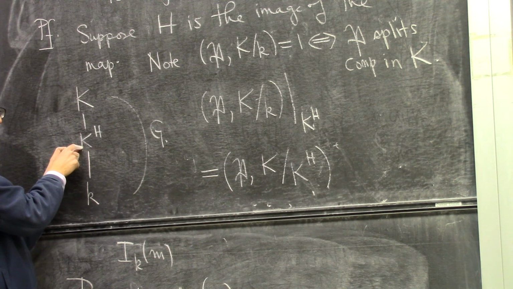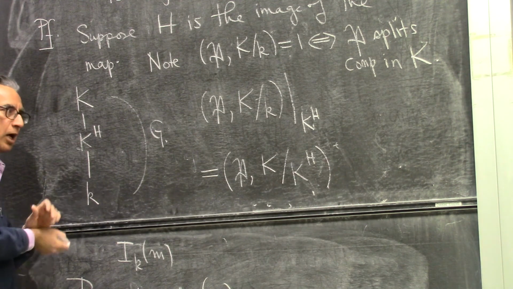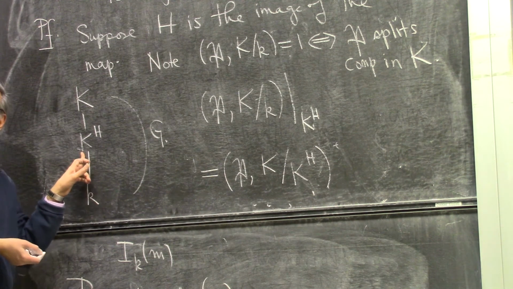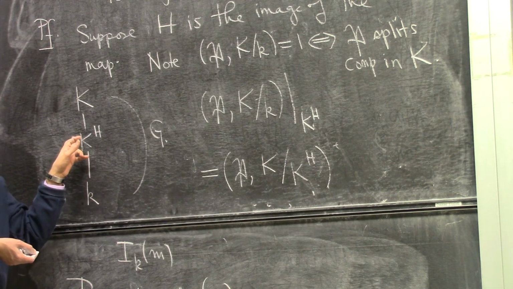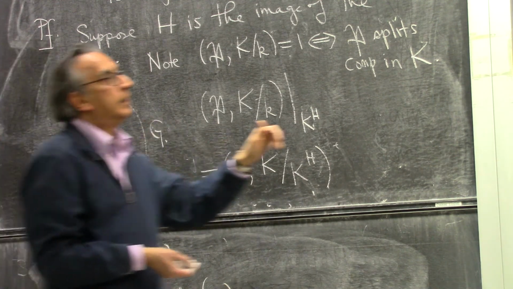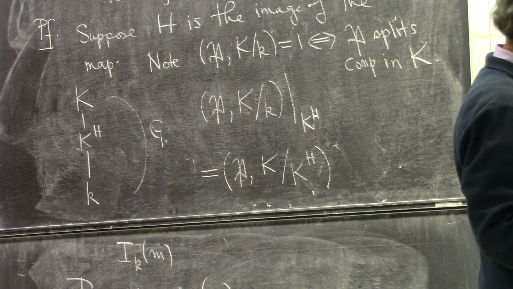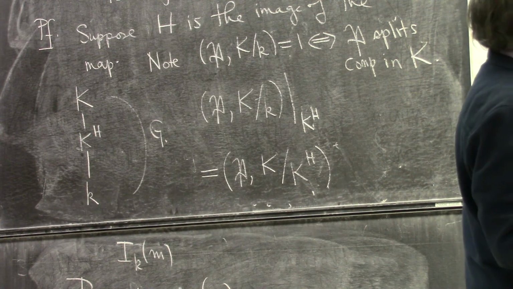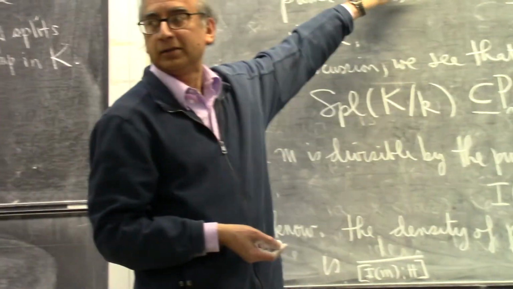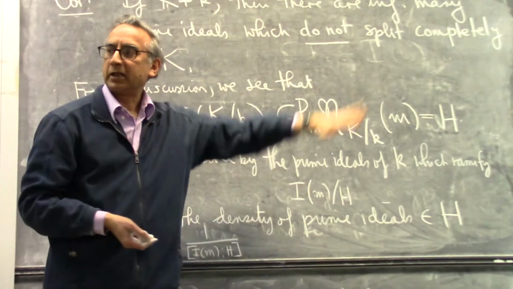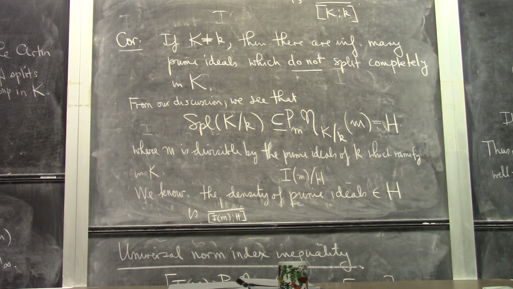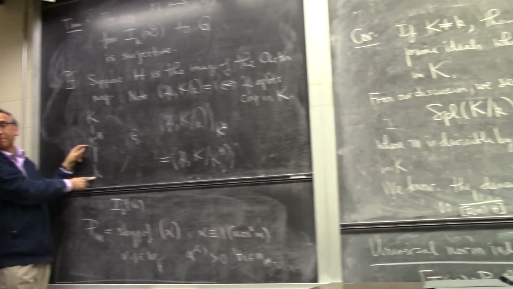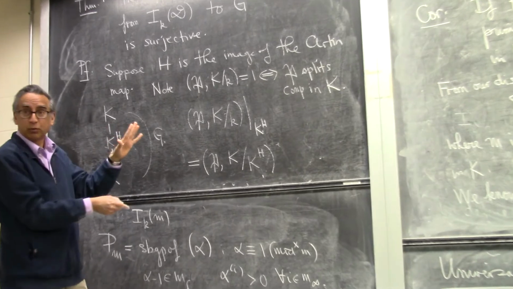So H is acting trivially. Therefore, if all the Artin symbols are acting trivially, that means every prime splits completely in K_H. Every prime of little k splits completely here. But we proved that if capital K is not equal to little k, there are infinitely many primes that do not split completely. Therefore, the only way this can make sense is if K_H is actually equal to k. Okay, so that's the proof.